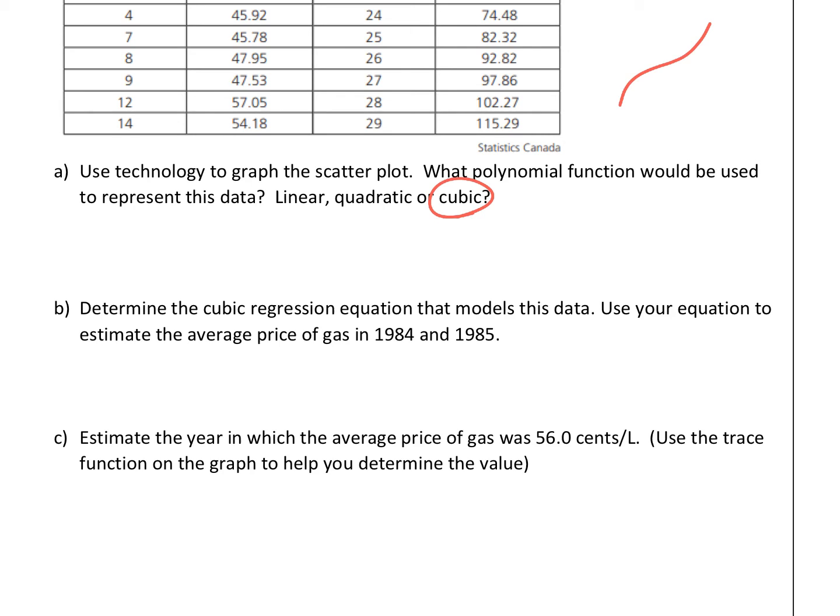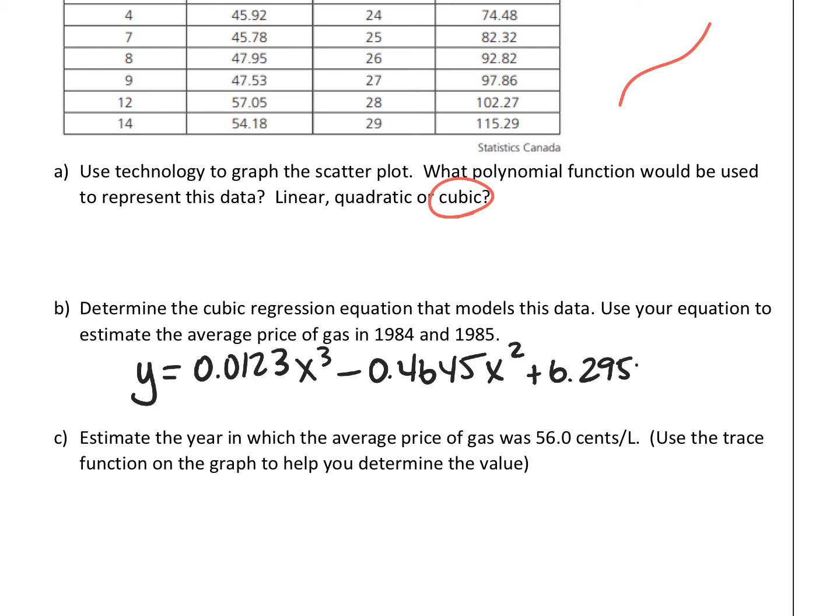Okay, so again, I would make sure that you're putting everything in, but we could just in general say that I have the equation y is equal to 0.0123 x cubed minus 0.4645 x squared plus 6.295x plus 23.452. Make sure that you're keeping 2 or 3 or 4 decimal places there. If you're going to use that for anything, make sure you're not rounding it.